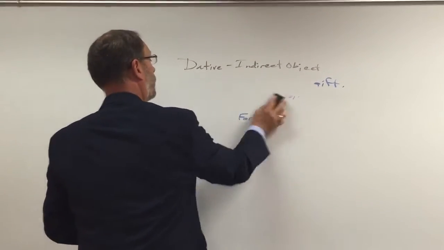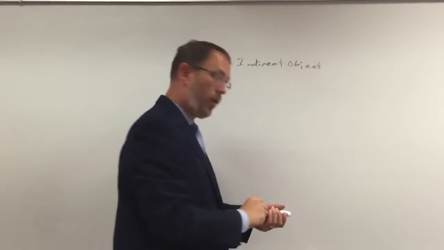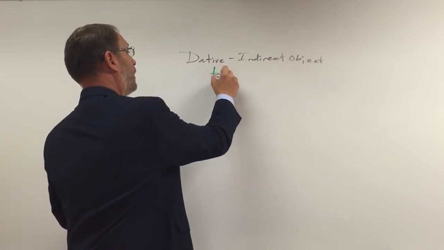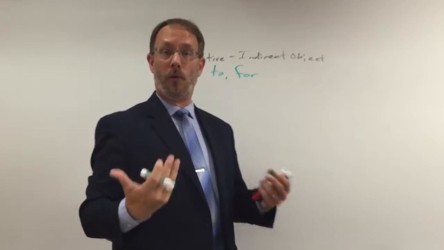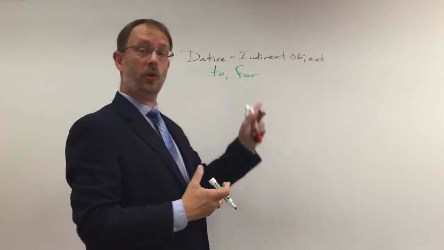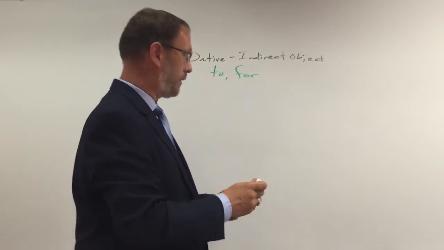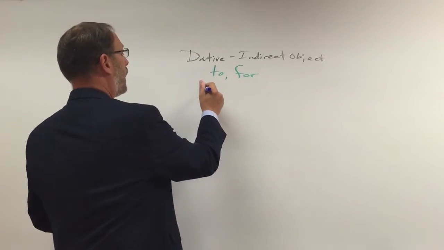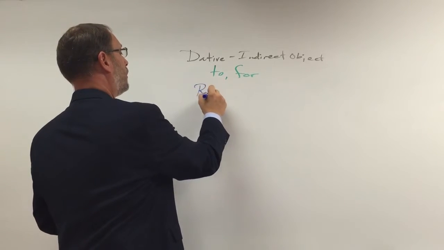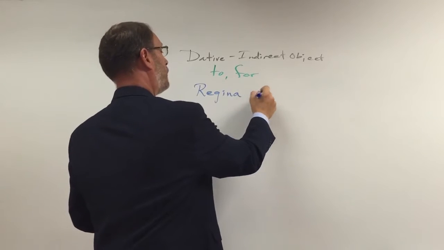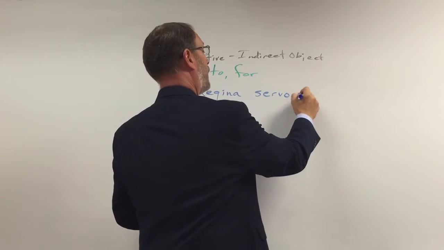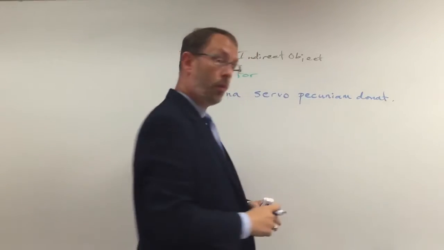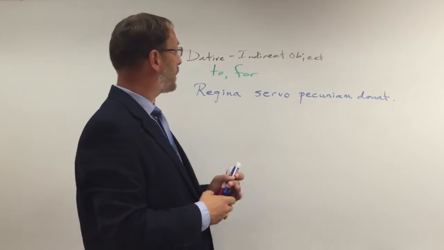All right? So let's go back and talk about that with a quick example. The way we translate the dative case in English, we'll use the words to or for. Just like in the test questions there, we'll use the words to or for. So here's an example sentence, and we'll use some of the new vocabulary from page 61. Maybe we have something like this: Regina servo pecuniam donat. All right, so what we want to do is find the dative case word or the indirect object word.